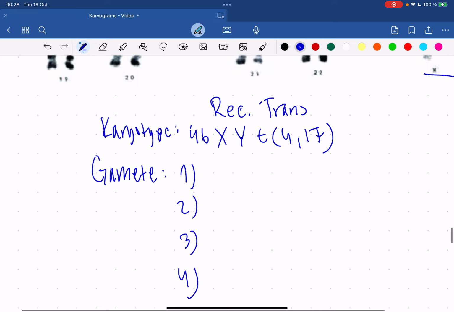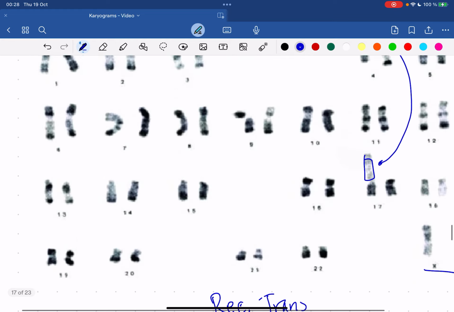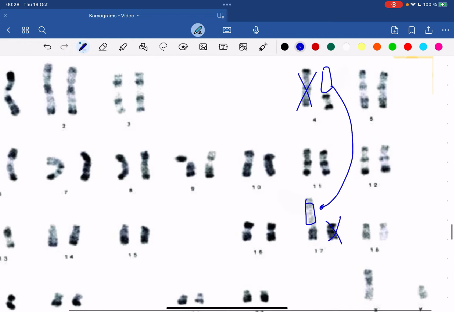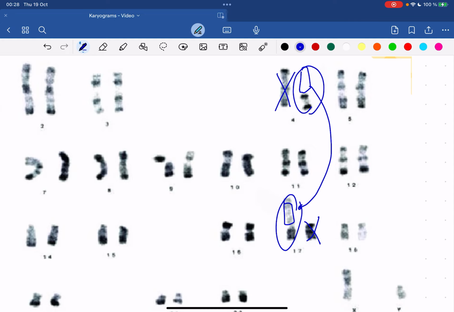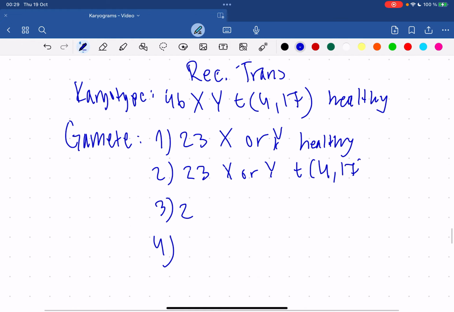Anyways, there's different types of gametes. There's 23X or Y, which will be healthy. Also, this person will be healthy because they're not losing nor gaining anything. Also, there can be 23X or Y, and then with the translocation 4, 17. How does that happen? That means that we don't have this chromosome, nor do we have this chromosome. We only have this and this, but these balance each other out. The piece that is missing here is gained here. So there's no information gained nor lost. So that would be healthy.